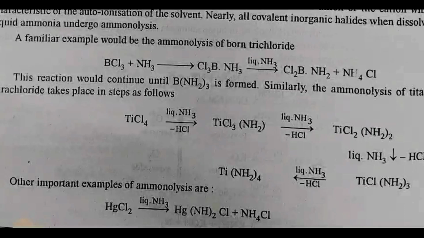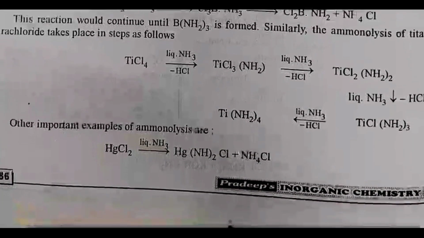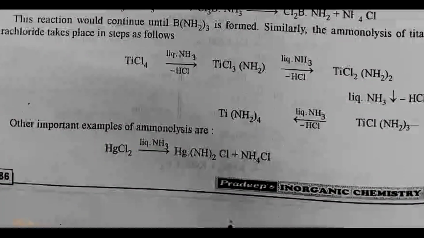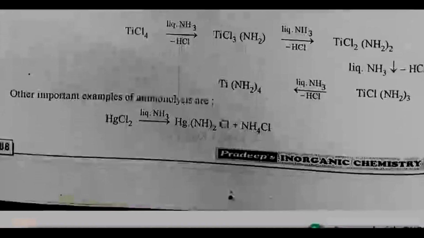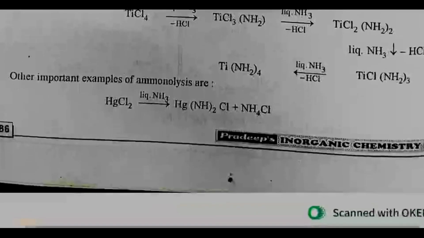Similarly, the ammonolysis of titanium tetrachloride takes place in steps as follows. TiCl4 in liquid ammonia gives TiCl3NH2, which gives TiCl2(NH2)2, which gives TiCl(NH2)3, which finally gives Ti(NH2)4. The important examples of ammonolysis are HgCl2 in liquid ammonia is equal to HgNH2Cl plus NH4Cl.